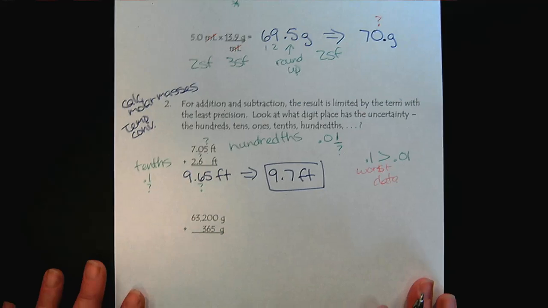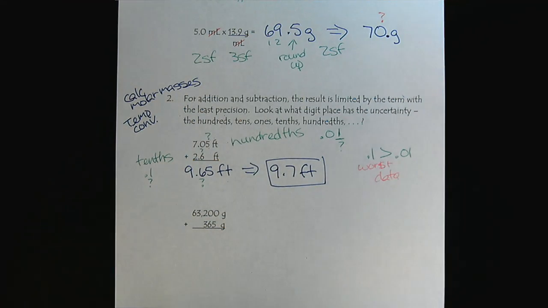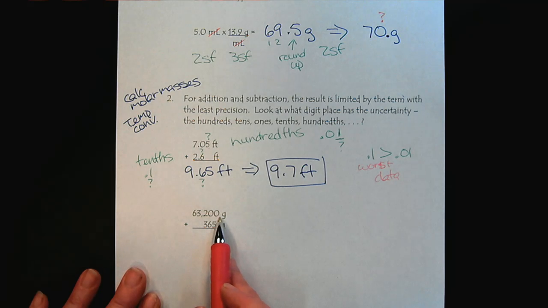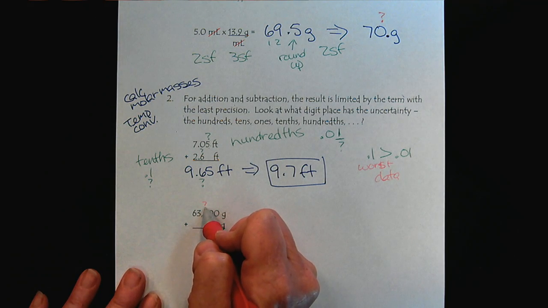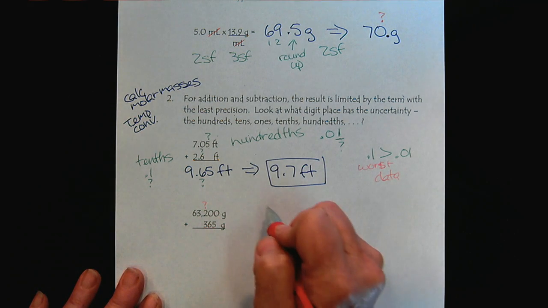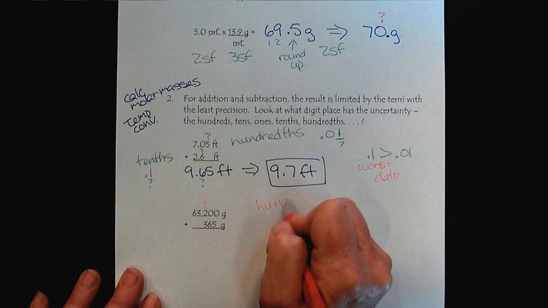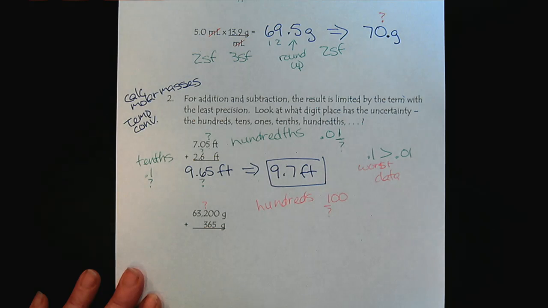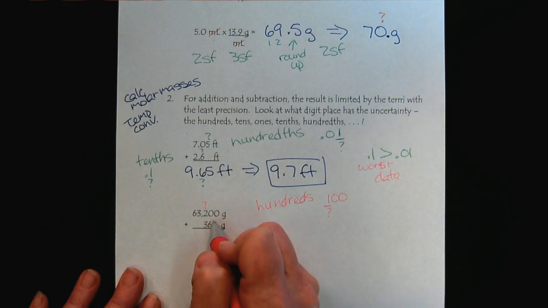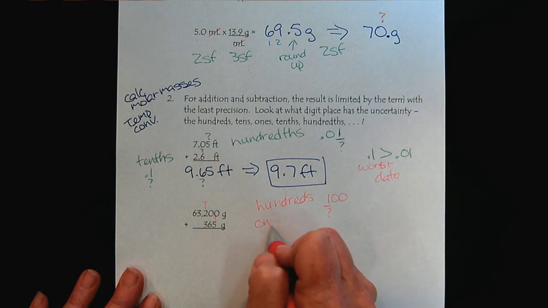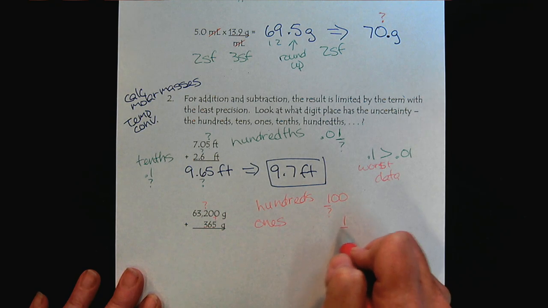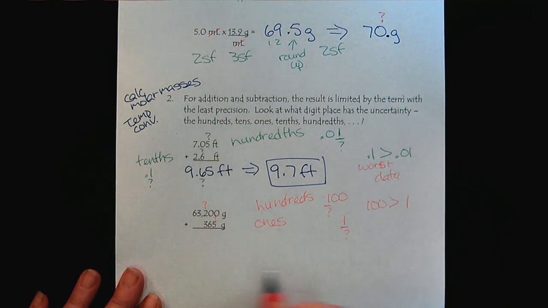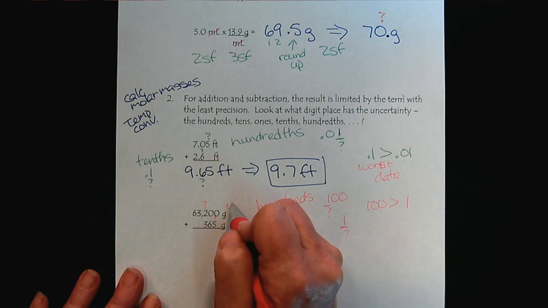And then here's one more example without decimals. When we look at this first value here, there's no decimal, so the uncertainty is in the hundreds place. Right, so we're in the hundreds. That's where we're not sure. When we look at this second measurement, it's uncertain in the ones place. Okay, so 100 is bigger than 1. So this is our worst data.